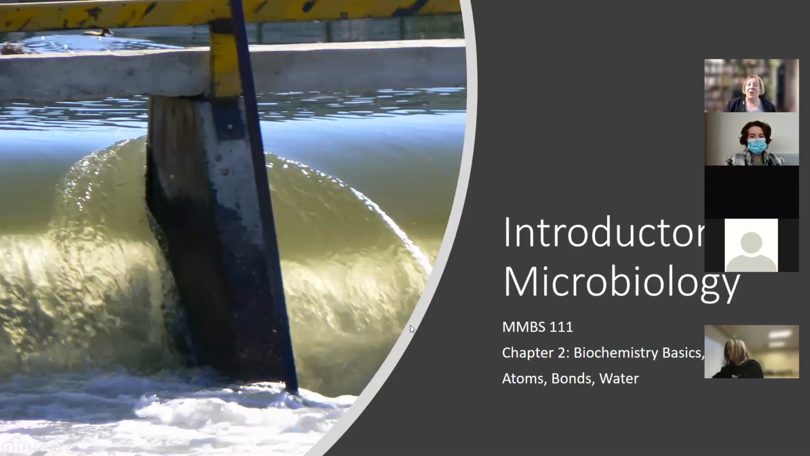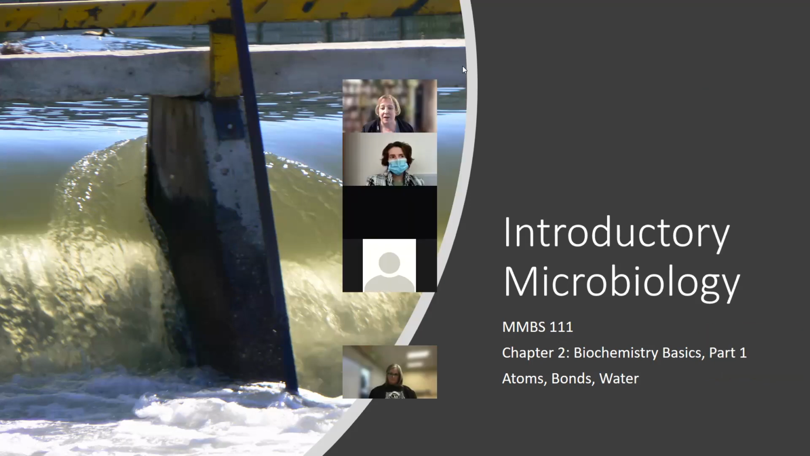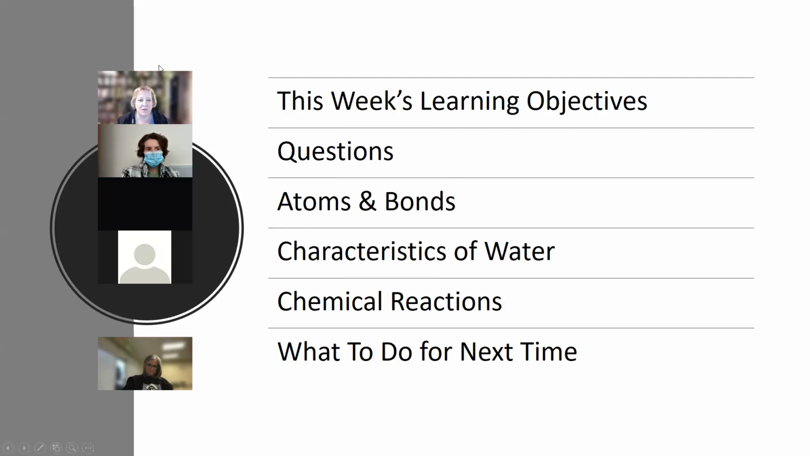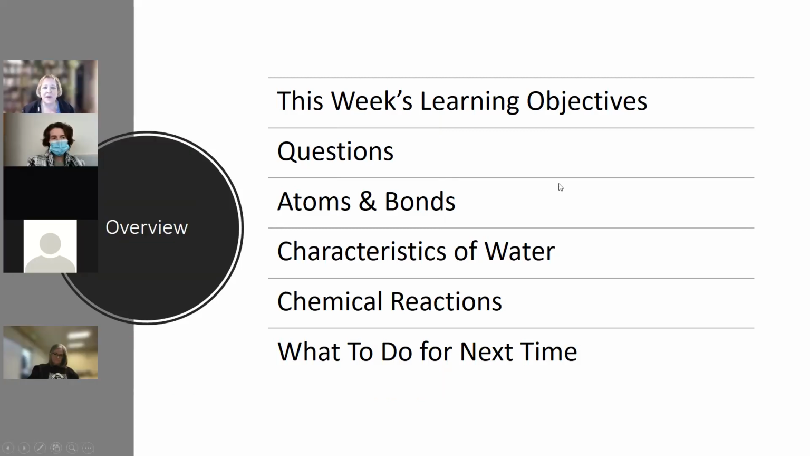All right, so today we're going to start going over chapter 2, which is all about the chemistry you need to know to understand microbiology. That's chapter 2, biochemistry basics. Today we're going to be covering atoms, bonds, and water. Here is an overview of what we're going to be covering.